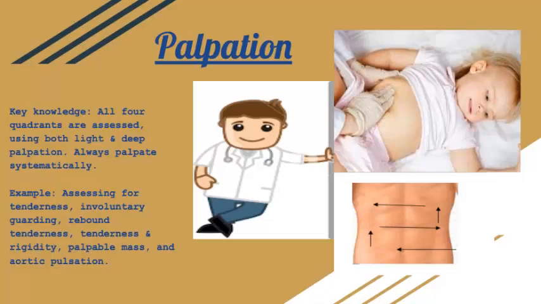Palpation. Palpation is the examination of the abdomen for crepitus of the abdominal wall, for abdominal tenderness, or for abdominal masses. The liver and kidneys may be palpable in normal individuals, but any other masses are abnormal.